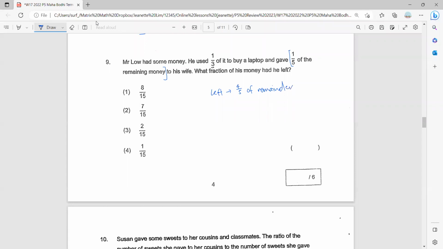Okay, 4/5 of the remainder is how much? So I'll take 4/5 times the remainder. Now he used 1/3 to buy the laptop, right? So your remainder will be 2/3. So if I want 4/5 of the remainder, it means 4/5 of 2/3. So I'll take 4/5 times 2/3. Multiply numerator, multiply denominator. So this is the fraction of his money left.